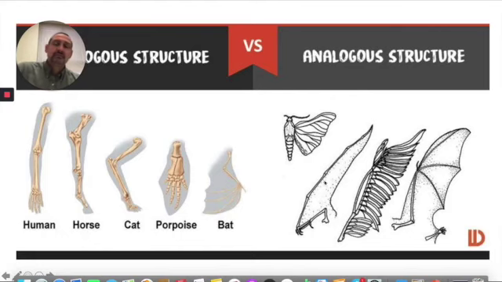Analogous structures are similar in function. So we have a moth wing, a bat wing, a bird wing. They all help flight. The structure is not the same, but the function is the same. They all basically do the same thing.